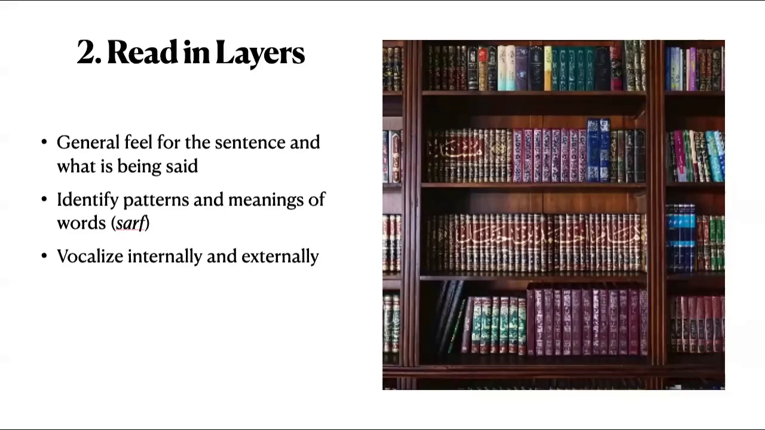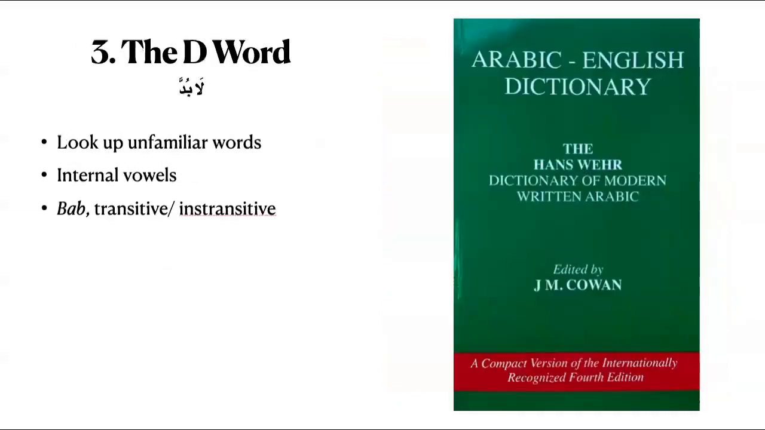And external. External means the i'rab, the grammar of the word, right? The endings of the words. And so you read in layers, meaning you're reading it multiple times. The D word, number 3, la bud. There's no escape from dictionary work.